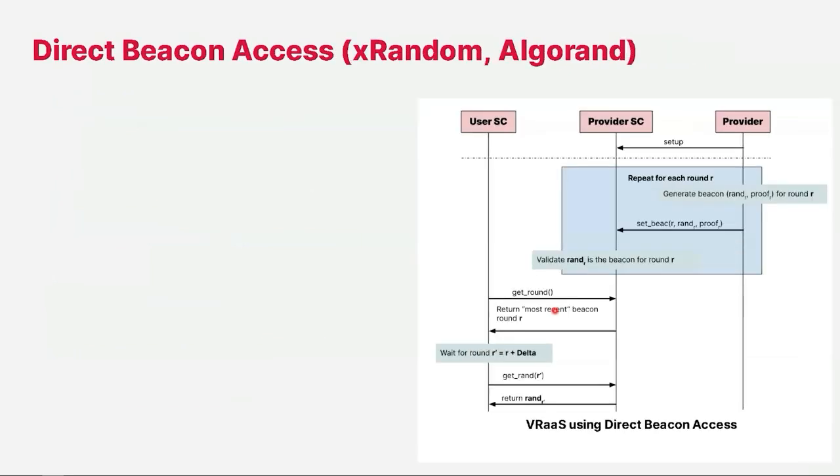Lastly, we have direct beacon access. We already had two presentations on beacons, and while beacons are an incredible source of randomness, you need a bit of a cryptographic background to use them in this field. So this part should look familiar. For each round R, we generate the randomness for that round, and we just set the beacon. We submit the round, the randomness and proof, and it's validated and saved.